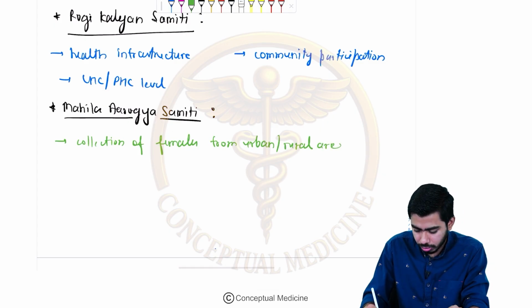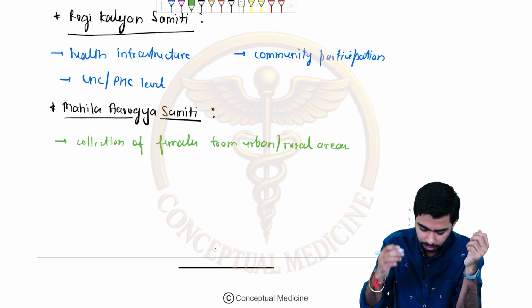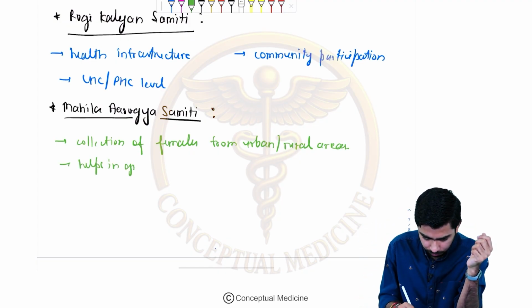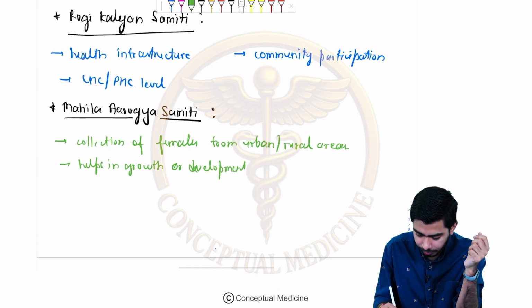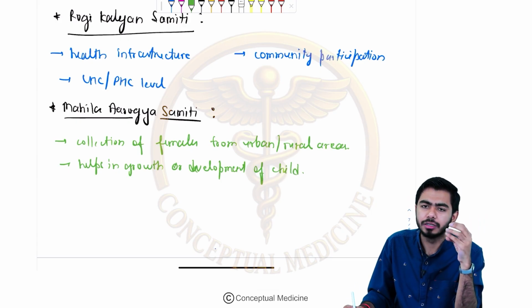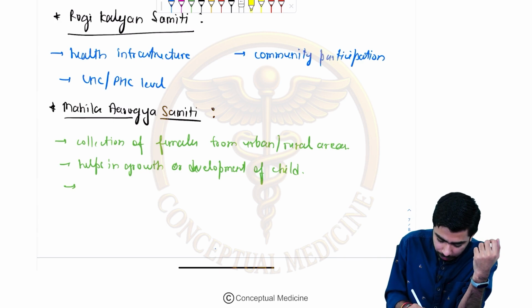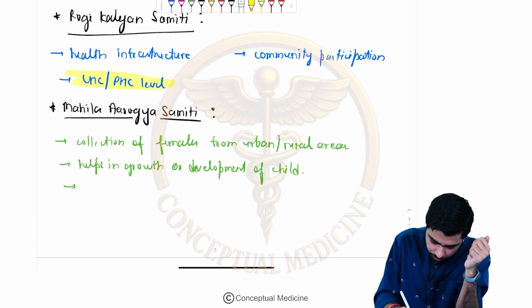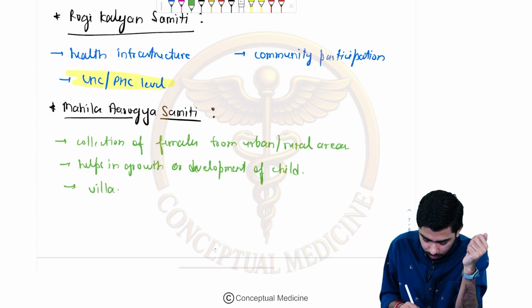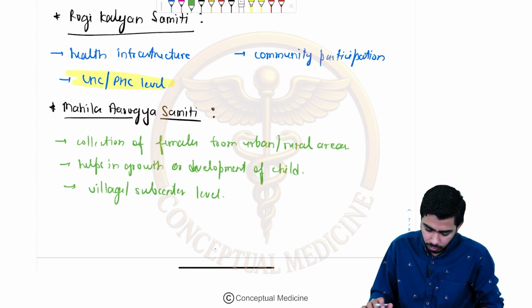They are helping the community in the growth of maternal healthcare and the development of child healthcare. At which level are they working? They are working at the village level or the sub-center level. I told you that the Rogi Kalyan Samiti was working at the CHC and PHC level, and here I am talking about a lower level. Below that we have this Mahila Arogya Samiti.